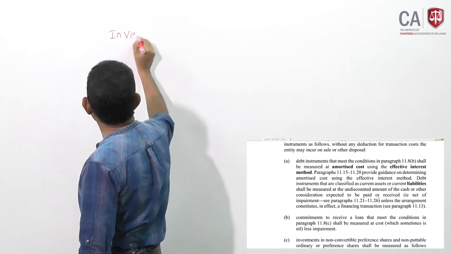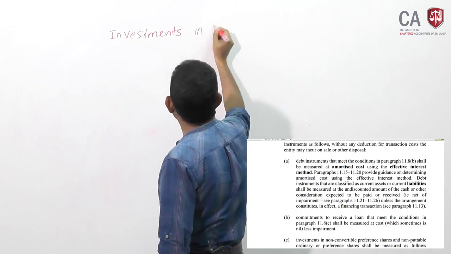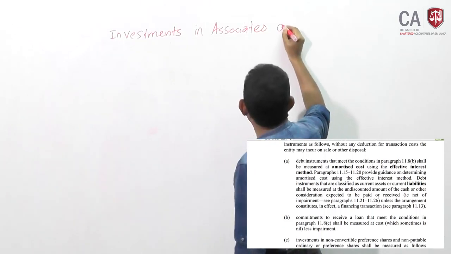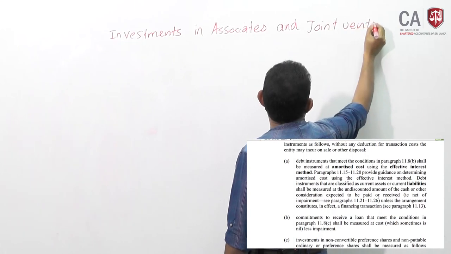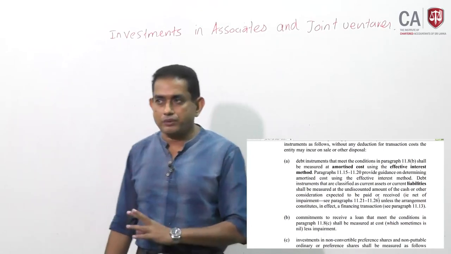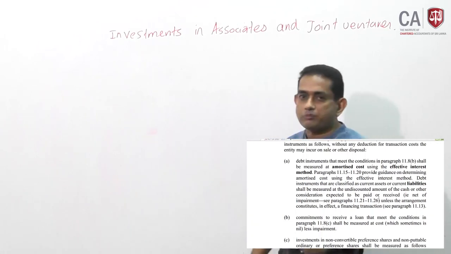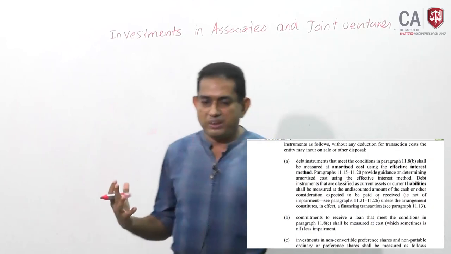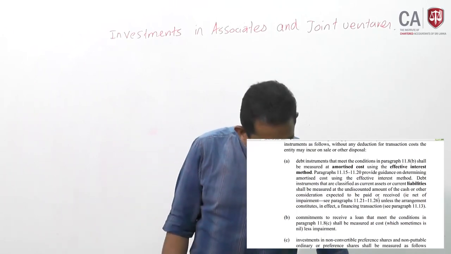Investments in associates and joint ventures. So SLFRS for SME has devoted two sections for these two. They separately discuss investments in associates and separately talk about investments in joint ventures. Since the accounting treatments are the same, let me merge them together and discuss once and for all. We will go to section 14.